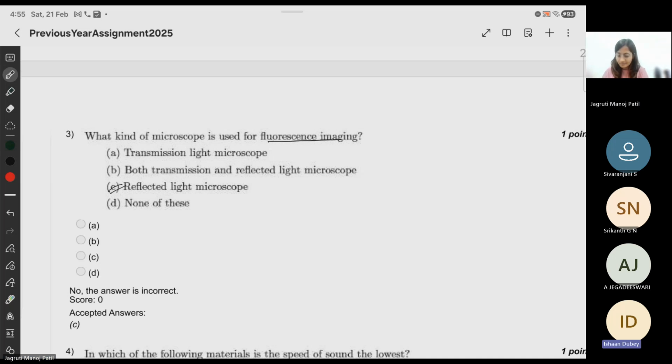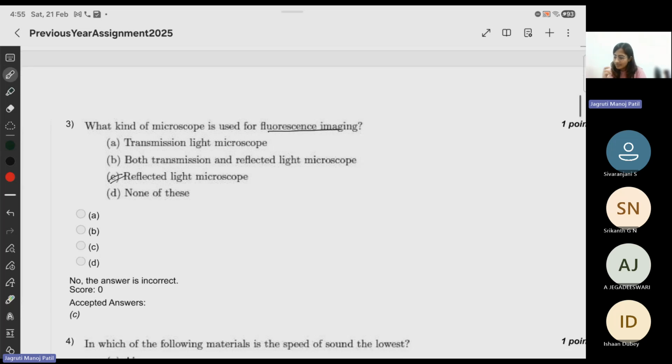Can you give one example where both transmission and reflected light microscopes are used? So they'll be used in confocal microscopy for sure. For a direct example, let me think.